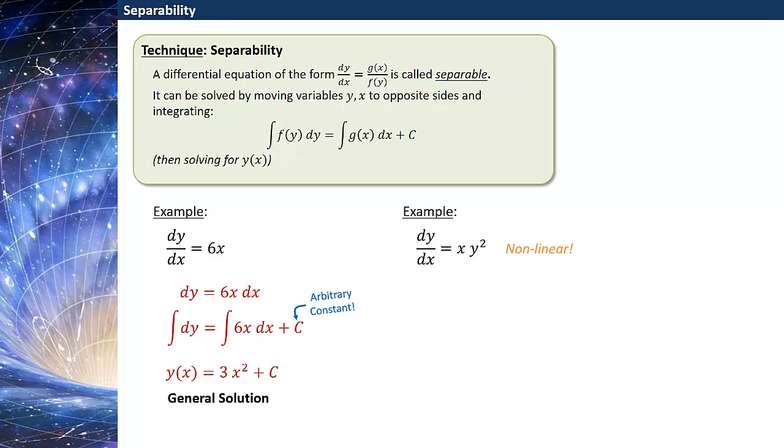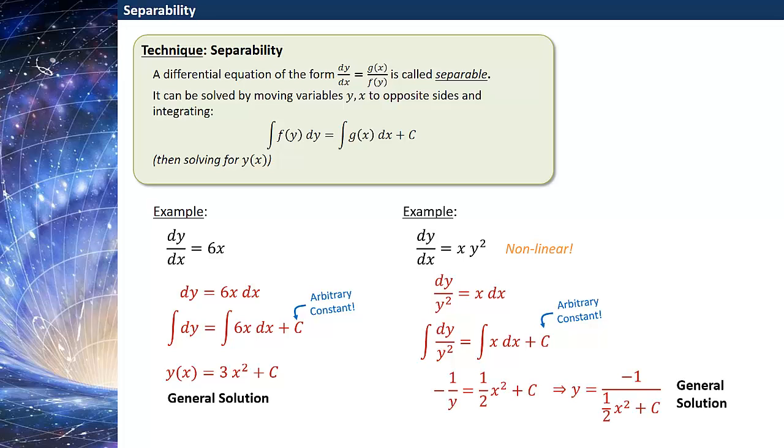Okay, hopefully you're back. So let's solve this using separability. Let's move the y's to the left-hand side and the x's to the right-hand side. So I have dy over y squared is equal to x dx. And then I'm going to do the indefinite integral on both sides. On the left-hand side, I have an indefinite integral of dy over y squared. And on the right-hand side, I have an indefinite integral of x dx plus c, that arbitrary constant.